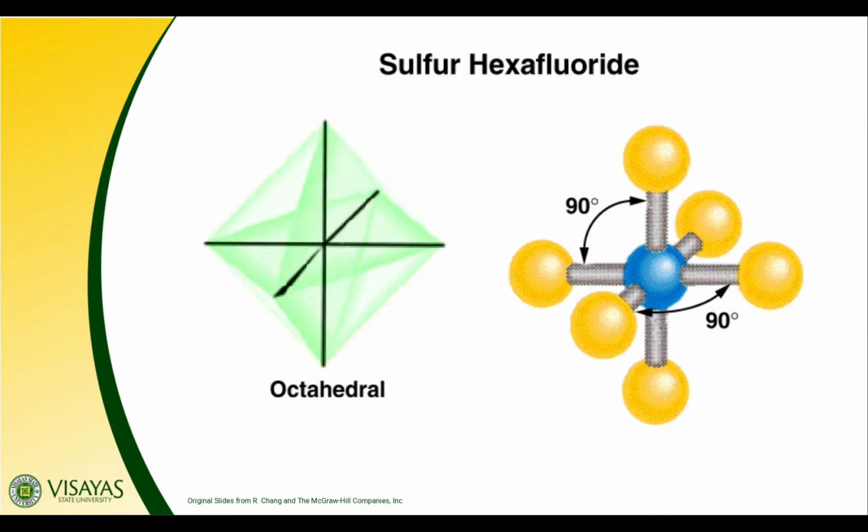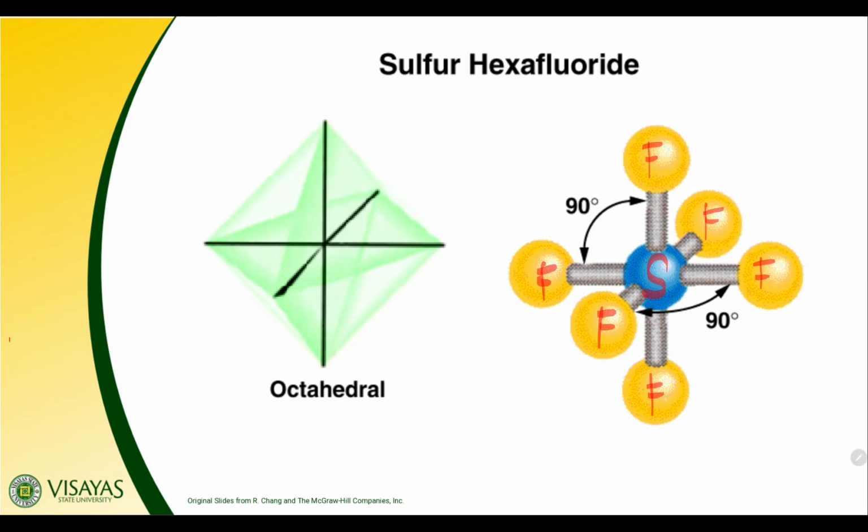An example of a molecule with class AB6 is sulfur hexafluoride. So we have sulfur as our central atom, and we have 6 fluorine atoms bonded to the sulfur. The bond angle here is 90 degrees.